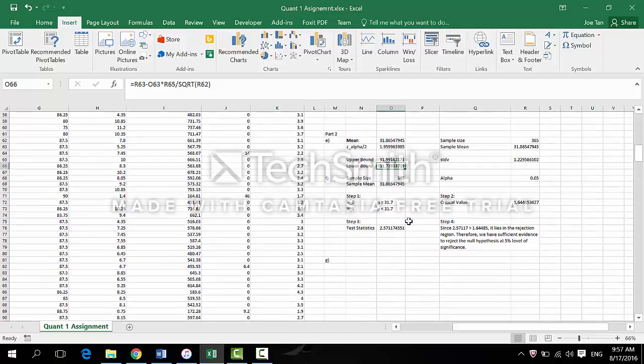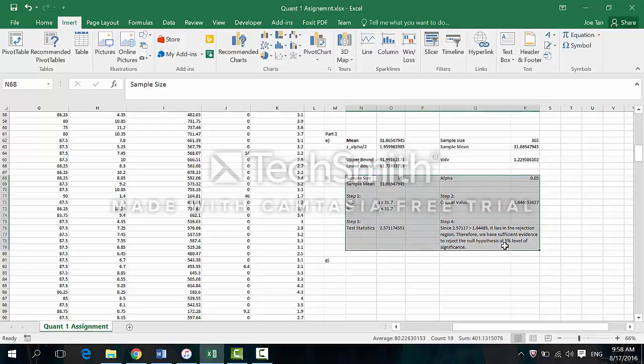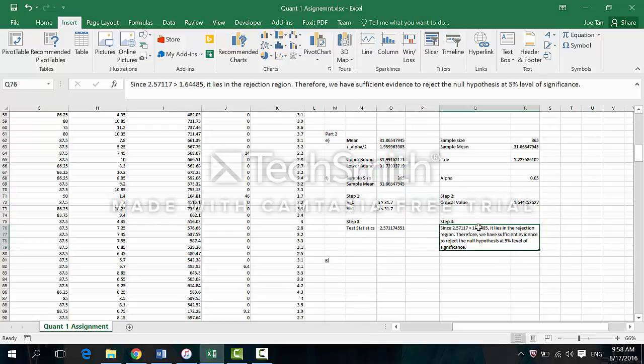Next, we are going to find out whether the report is true or false by having the 5% of significant figure. Is it true or false? So by our calculation here and our test statistics, we are able to prove that we are able to reject this because it's inside the rejection region.